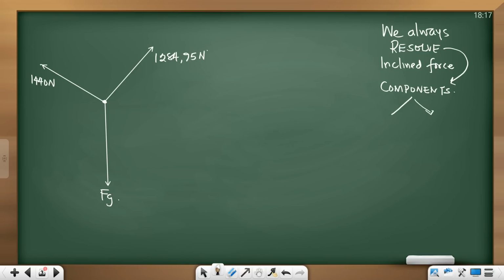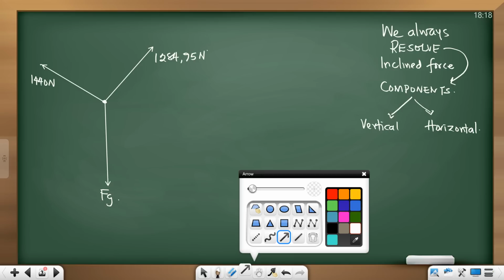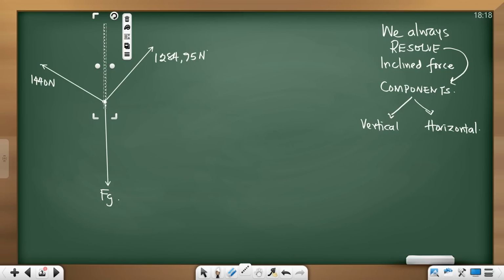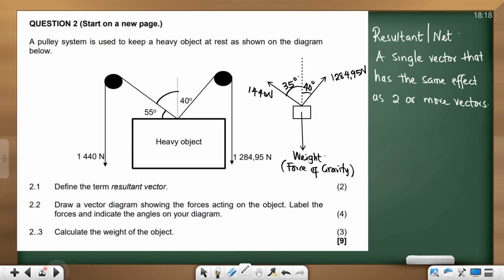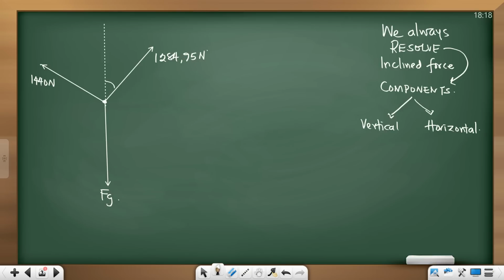And what are the components we are looking at? Vertical and horizontal. So when you say something is inclined, it means it's at an angle. It's no longer vertical and it's not horizontal. By the way, we do know this angle. Do we remember this angle? 40 and 35, right? So this angle is 40 degrees, and this angle is 35 degrees.